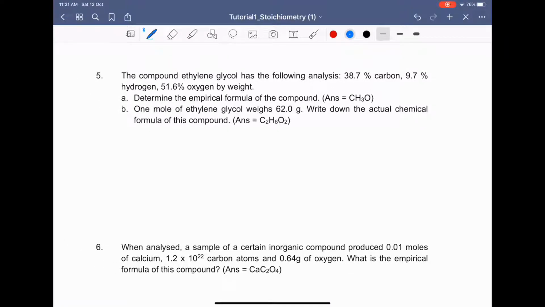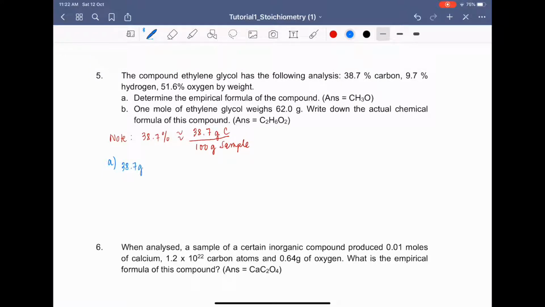Okay, number 5. The compound ethylene glycol has the following analysis: 38.7% of carbon, 9.7% hydrogen, 51.6% of oxygen by weight. Always remember that 38.7% is also equivalent to 38.7 gram per 100 gram. So you can actually just convert the same percentage into gram per 100 gram. Letter A, determine the empirical formula of the compound.